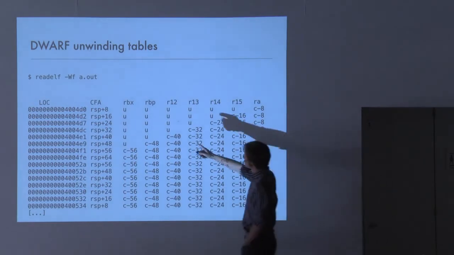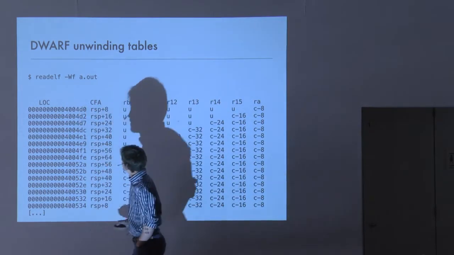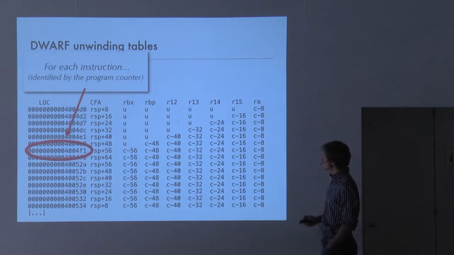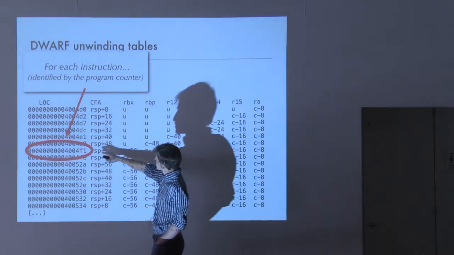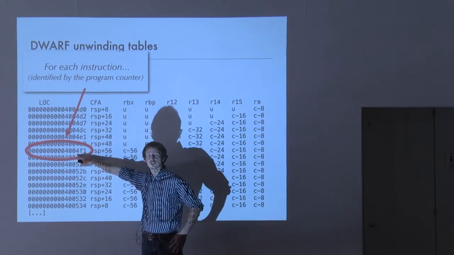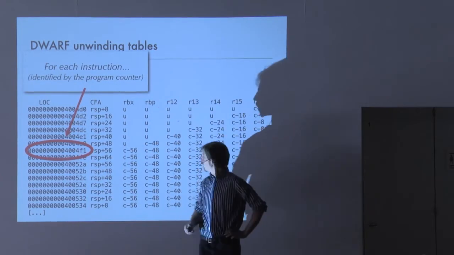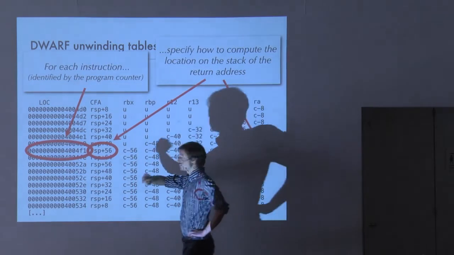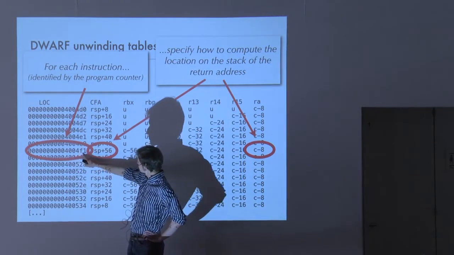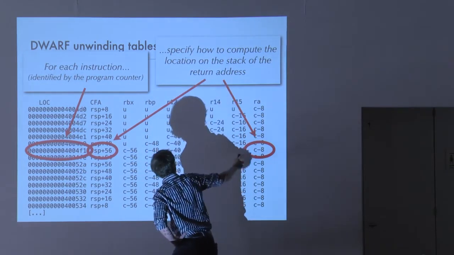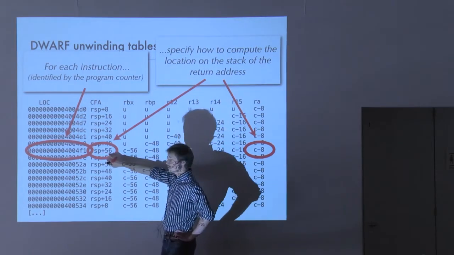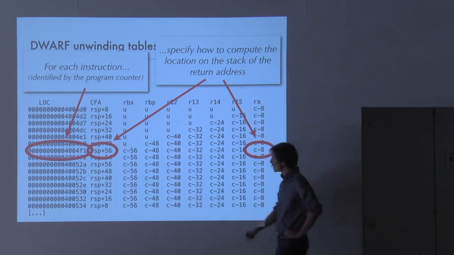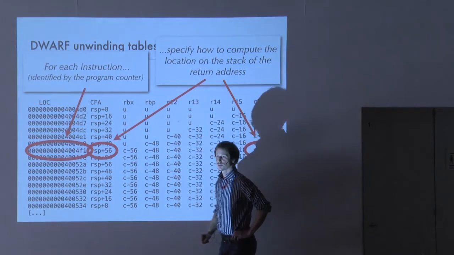And this is something that lives inside your binary. You can inspect those, and they're quite boring when you learn how to read them, because basically they tell you that for each instruction, identified by the instruction pointer, the instruction address, it gives you an expression. So this is a return address. This says if you are executing the instruction at 4004F1, then to compute where the return address is stored, take the stack pointer, add 56, and subtract 8. Magic. And it does this for every single instruction in your binary.